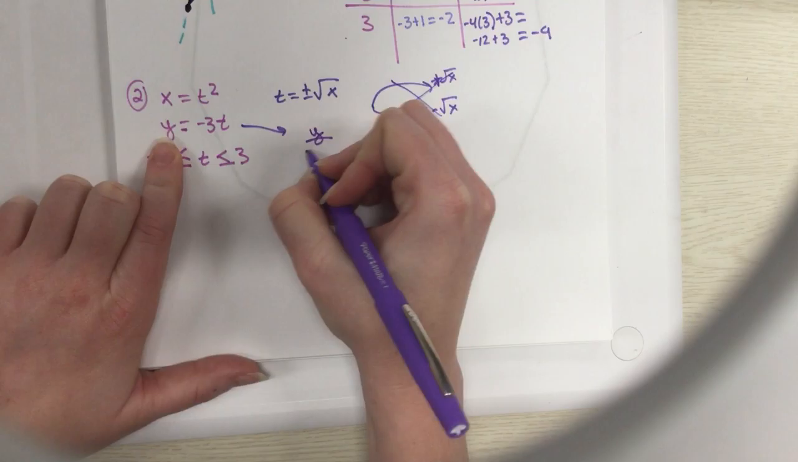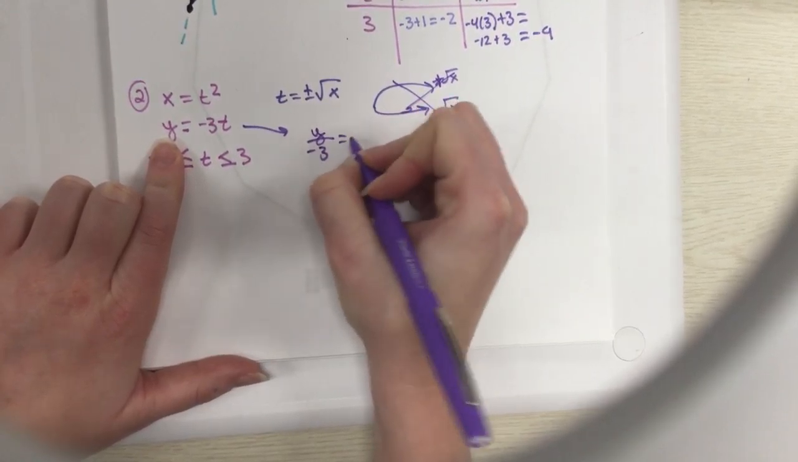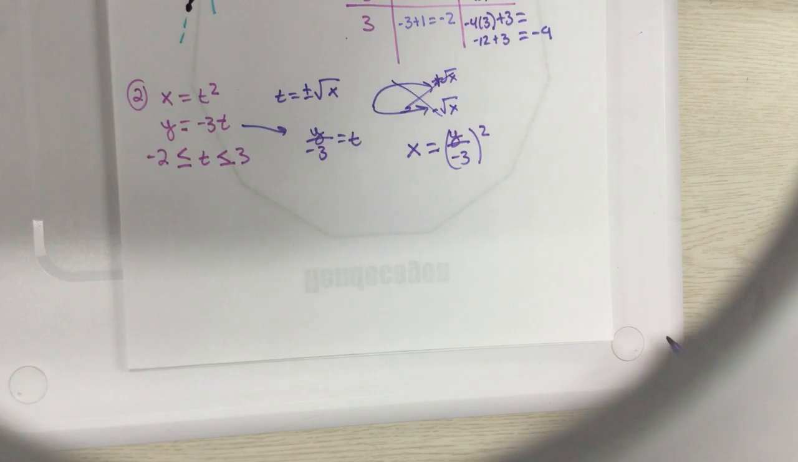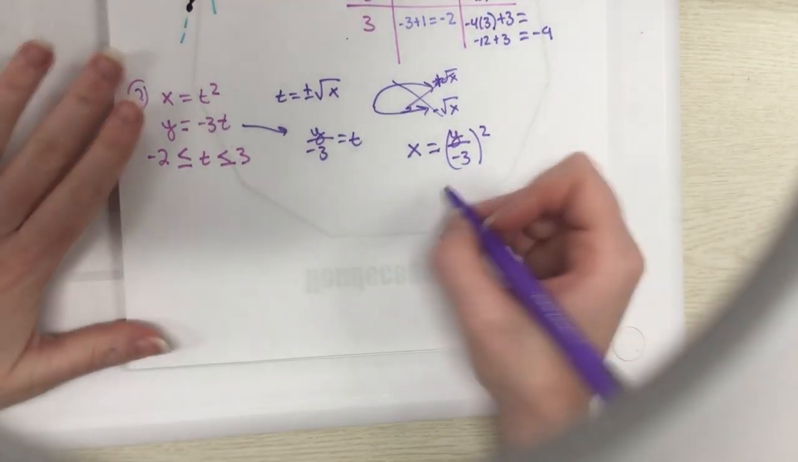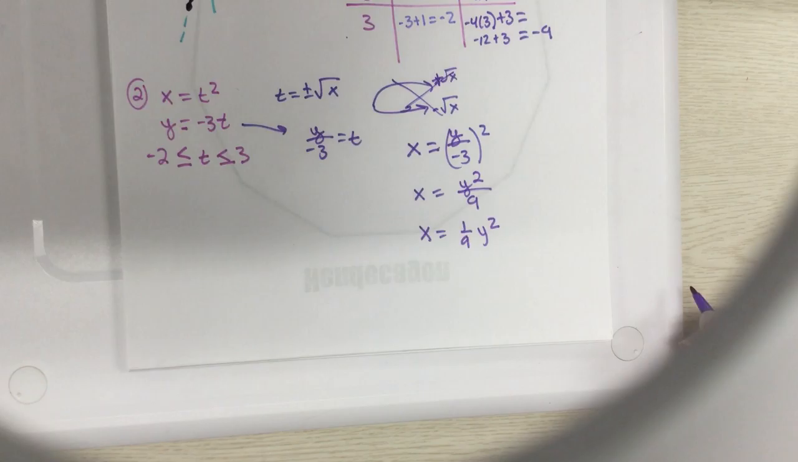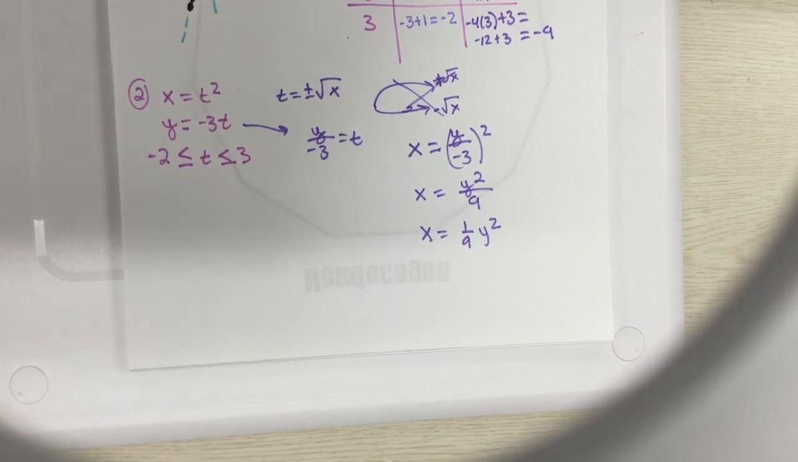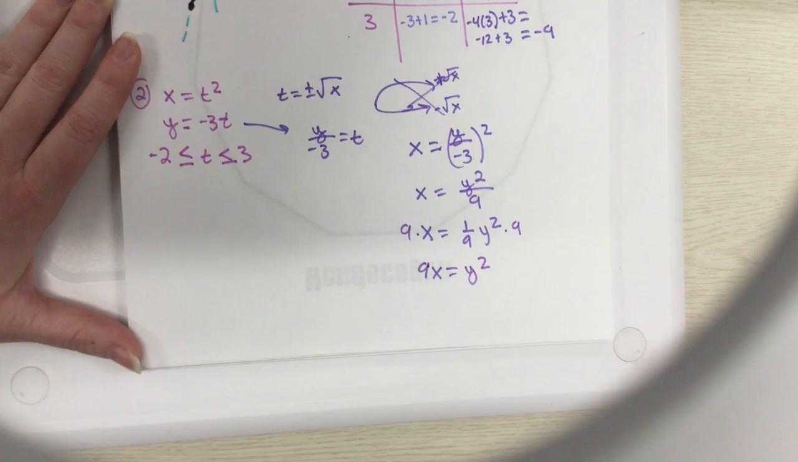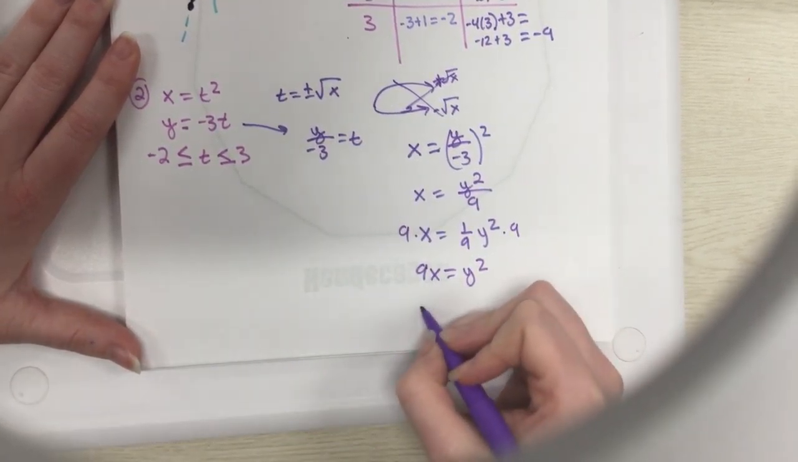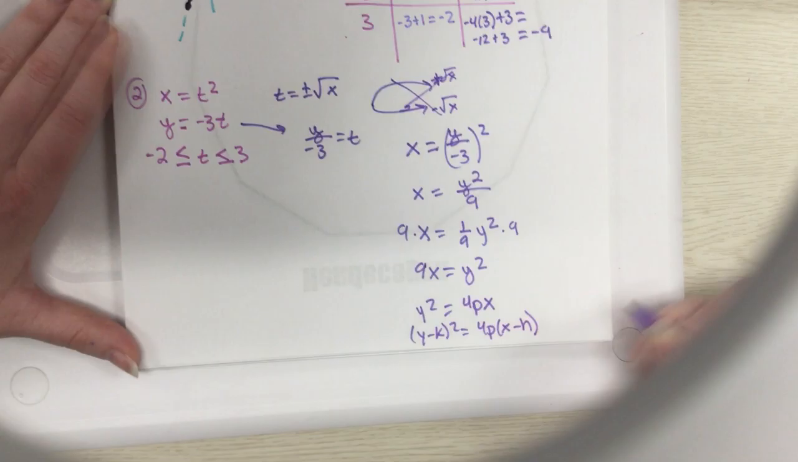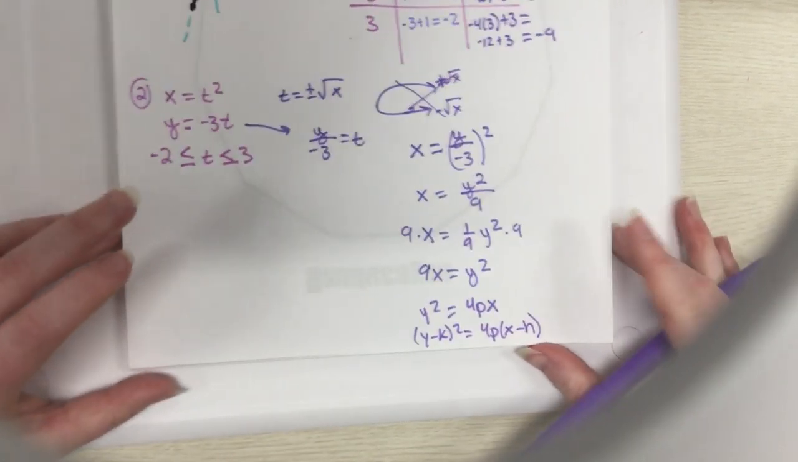Okay, and so I'm going to take this guy and say y over -3 equals t. So I'll plug that in there. And so x is equal to y over -3 squared. All right, so we get x equals y squared over 9. It's really x equals 1/9 y squared. Okay, and so this is that parabola, right? We would usually times by 9 here. So I get 9x equals y squared. Okay, and so this is really our y squared equals 4px, or we'd have y minus k squared equals 4p times x minus h. So that's your parabola equation. Hopefully that's ringing a bell.